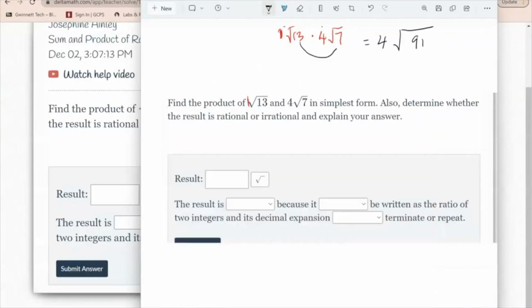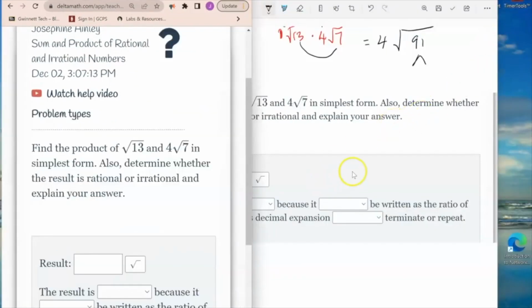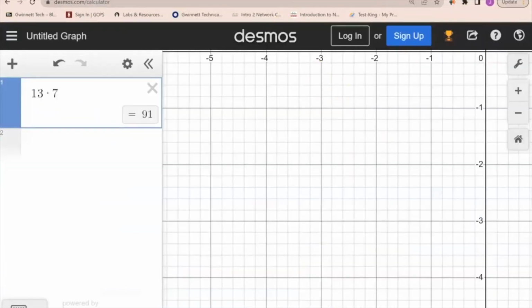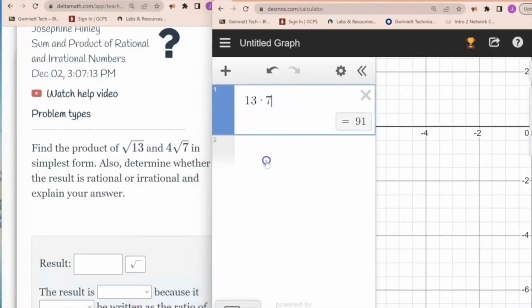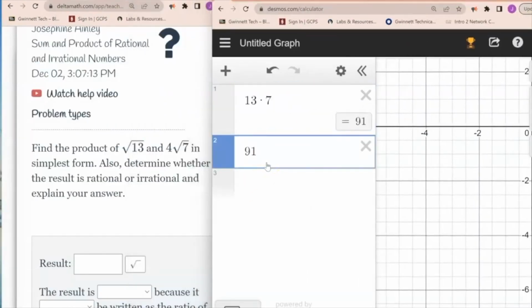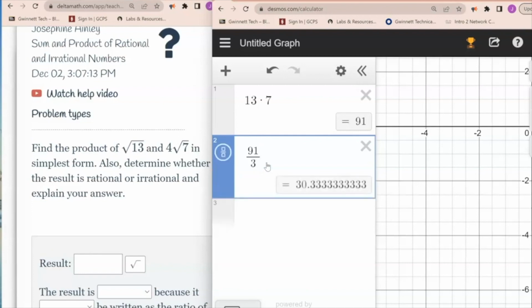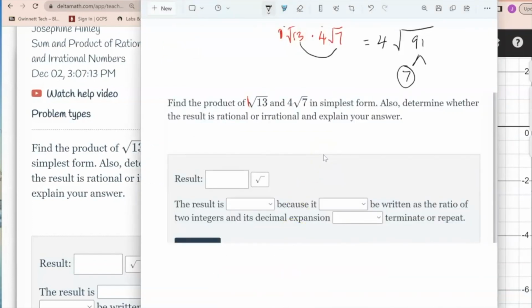All right, can I simplify 91? So I'm going to check 2, 3, just prime numbers, right? 91 divided by 2 doesn't work. 91 divided by 3 doesn't work. 4, sorry, we don't need to check 4. 5 doesn't work. 7 works. So 7 times 13, and duh, because we had just done 7 times 13. So this breaks down to 7, which is a prime number, and 13, which is a prime number. So I'm going to have 4 radical 7 times 13.